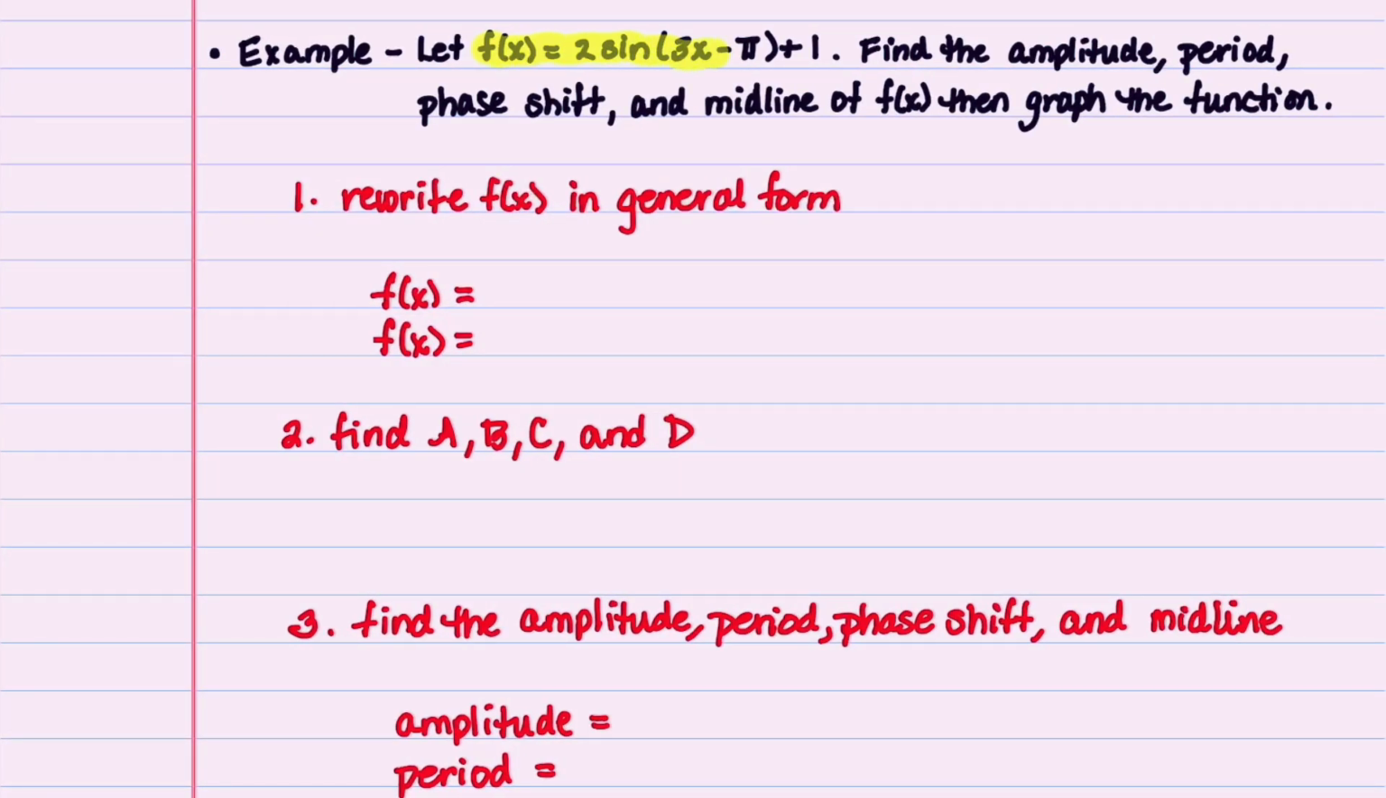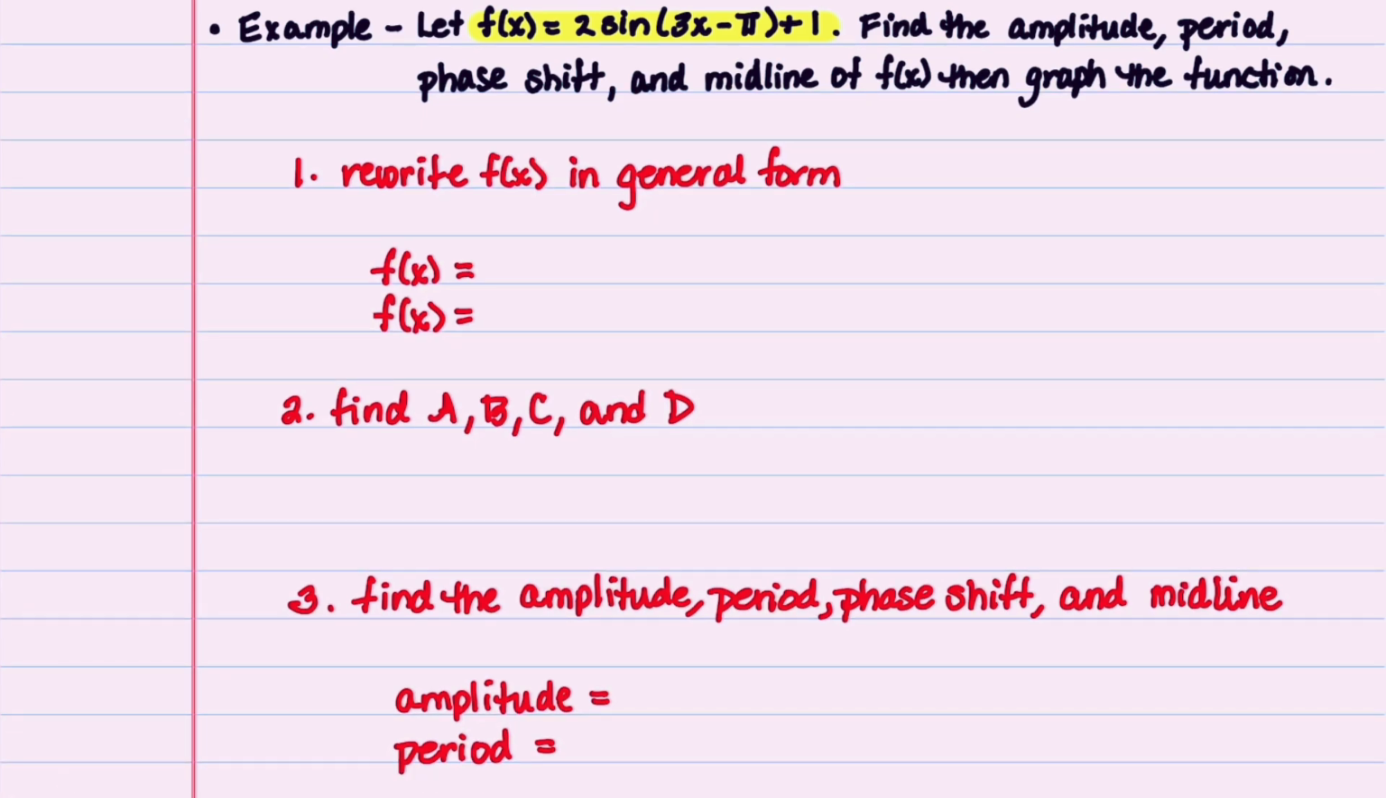Let's graph the sinusoidal function f of x is equal to 2 sine of 3x minus pi plus 1. We're going to find the amplitude, period, phase shift, and midline of f of x, and then graph the function.